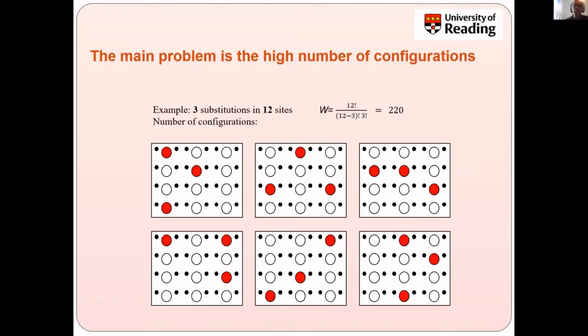The problem of this exhaustive approach to enumerate all the possible configurations is, of course, that the number of configurations grows very quickly. If you have, for example, 3 substitutions in 12 sites, that generates 220 configurations. If you're doing calculations at DFT level, the number explodes too quickly to do anything useful. So you really need to do something else.